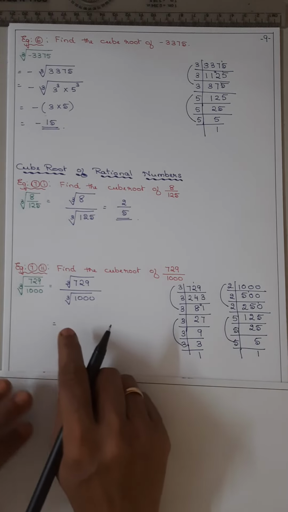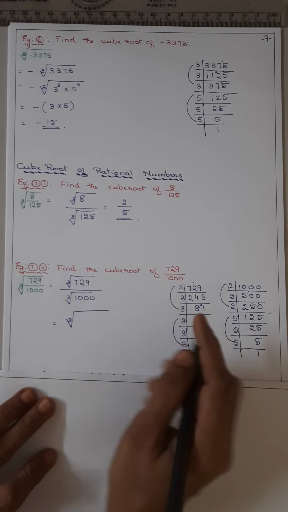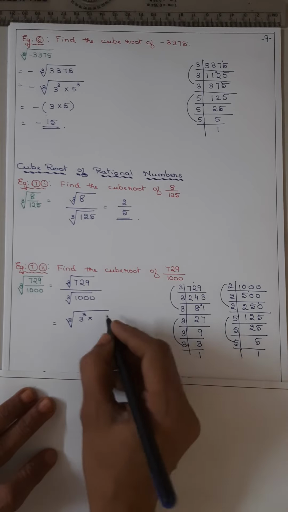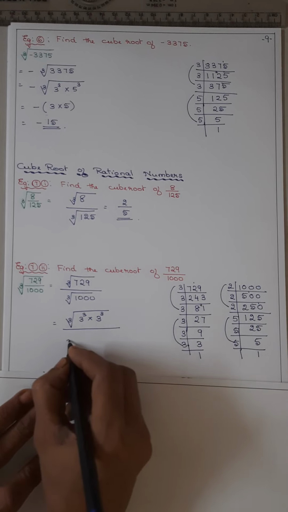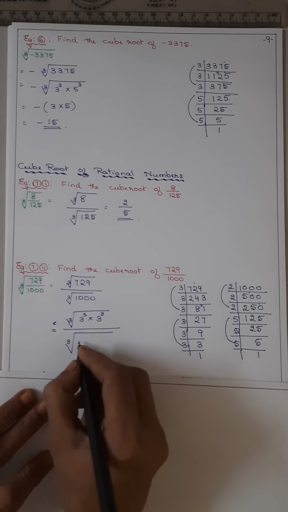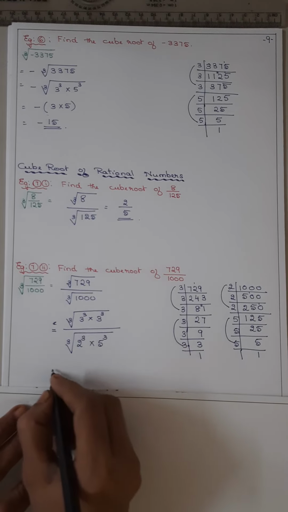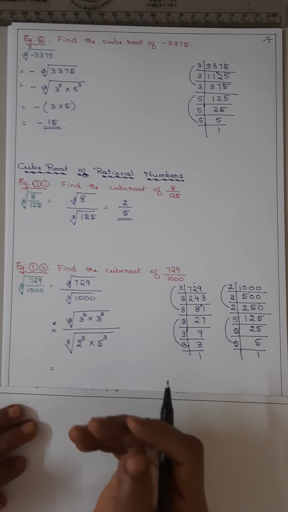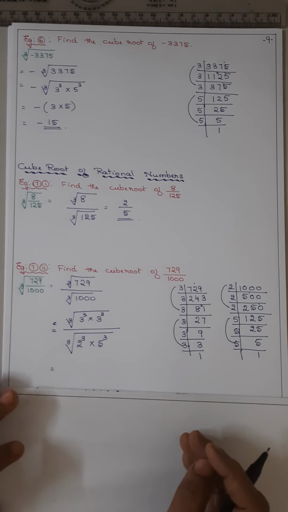So now put the values here. So the cube root of the numerator is 3 cube into 3 cube upon the cube root of 2 cube into 5 cube. See, in the example we are doing this method because if they ask bigger numbers, then also you can do it. So this is the method.